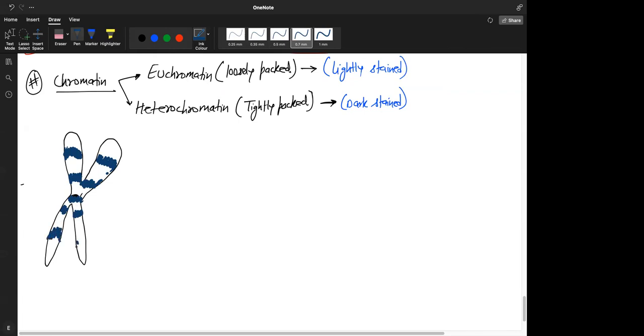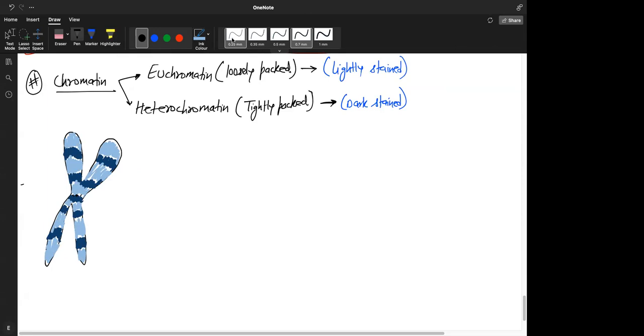Let's say these are the dark stained regions, and with the same stain, other regions will be lightly stained. Do you understand, everyone? Yes, no, something? Yes, sir. So the region that you are seeing here as darkly stained.